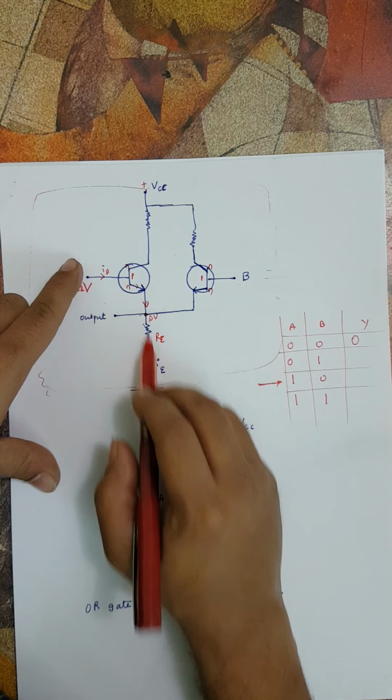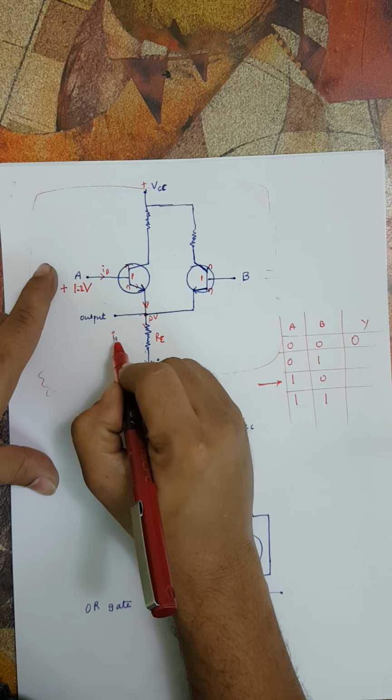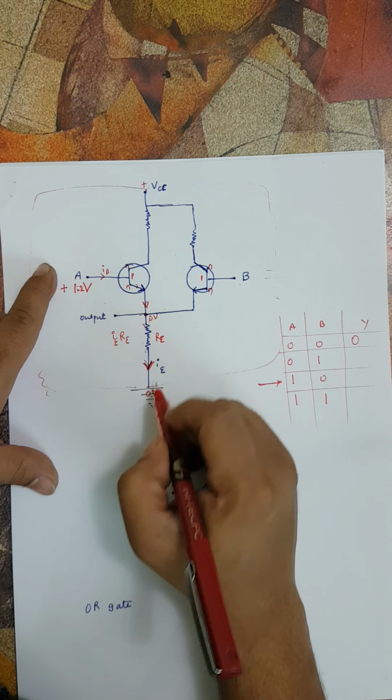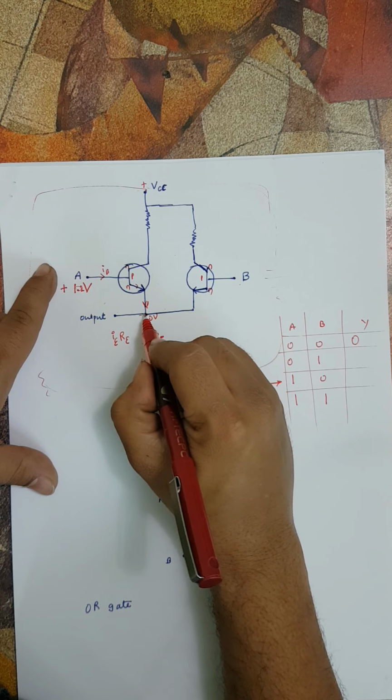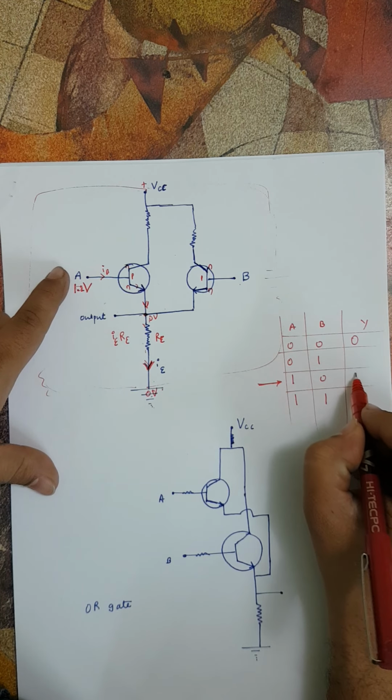So like this, current will flow, and when the emitter current flows like this, there will be a potential drop. How much potential drop? The potential drop will be IE RE, and so if this is 0 volt, this will be plus IE RE, and so the output will be high. So when there is forward biasing here, the output will be high.